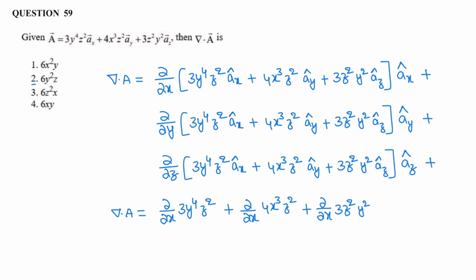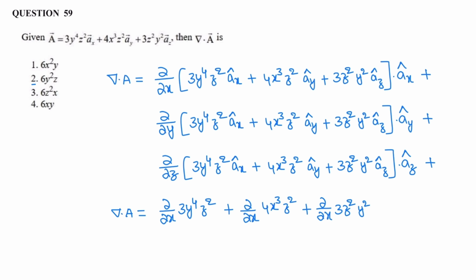Next question, question number 59. Given A bar is equal to 3y power 4 z square ax cap plus 4x cube z square ay cap plus 3z square y square az cap. Then del dot A is d by dx of A bar dot ax cap plus d by dy of A bar dot ay cap plus d by dz of A bar dot az cap.